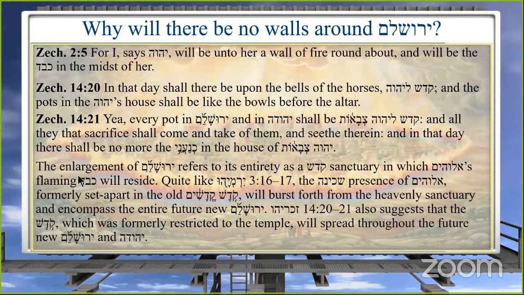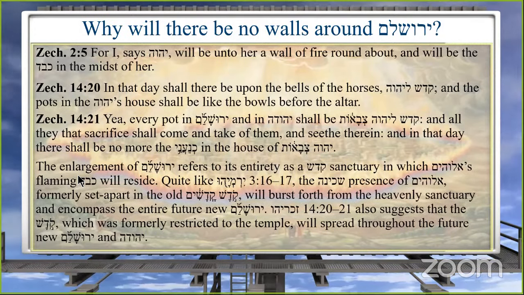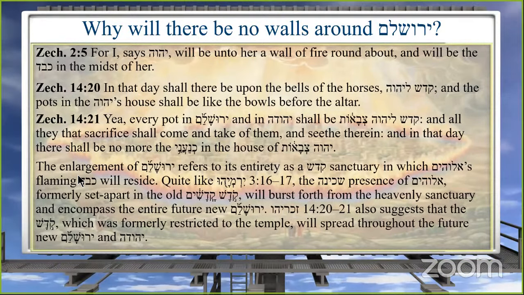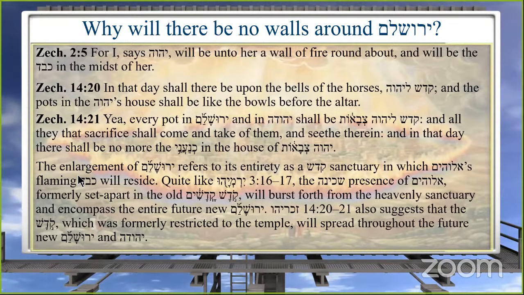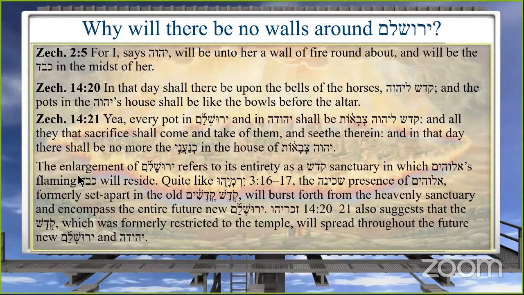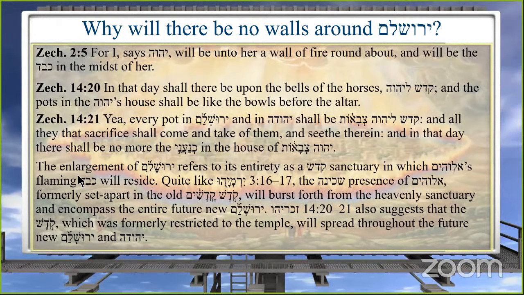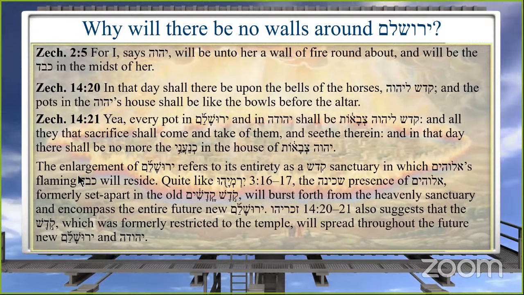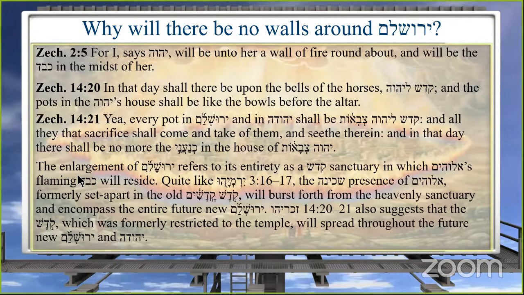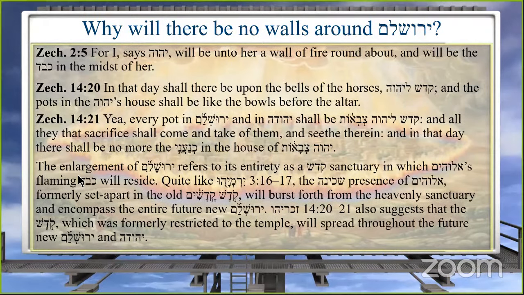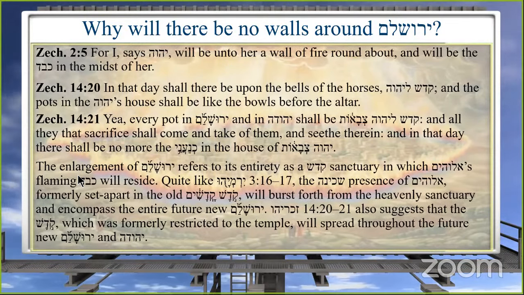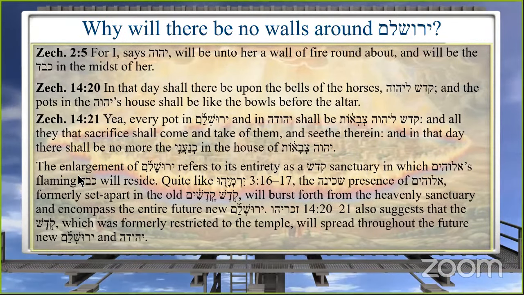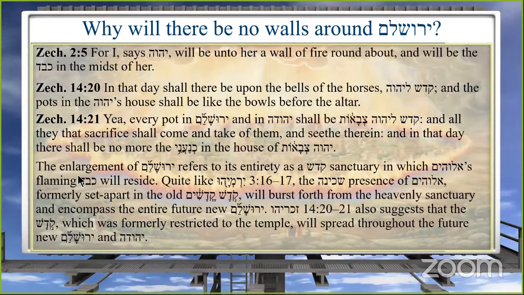The enlargement of Jerusalem refers to the entirety as a Kodesh sanctuary in which Elohim's flaming esteem will reside. Quite like Yirmiyahu 3:16-17, the Shekinah, or his presence of Elohim, formerly set apart in the old Kadosh Kadashim, will burst forth from the heavenly sanctuary and encompass the entire future New Jerusalem. Okay, Zechariah 14:20-21 also suggests that the Kodesh, or the set apart, which was formerly restricted to the temple will spread throughout the future New Jerusalem and Yehuda. Okay, so it's really going to be huge.